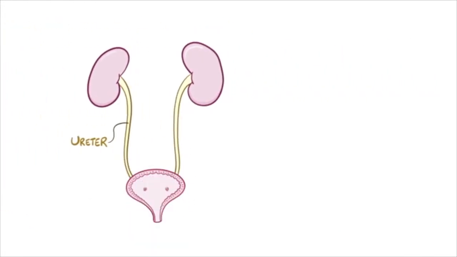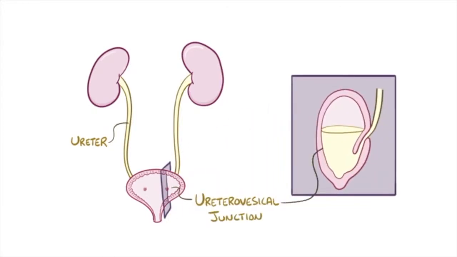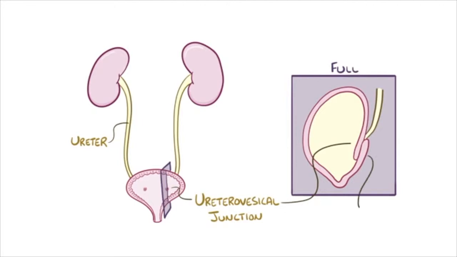The ureters insert into the bladder at the ureterovesical junction, at a sideways angle so that when the bladder becomes full, it compresses the openings to the ureters and prevents backflow of urine. It's basically a one-way valve that prevents urine from refluxing backwards from the bladder into the ureters.